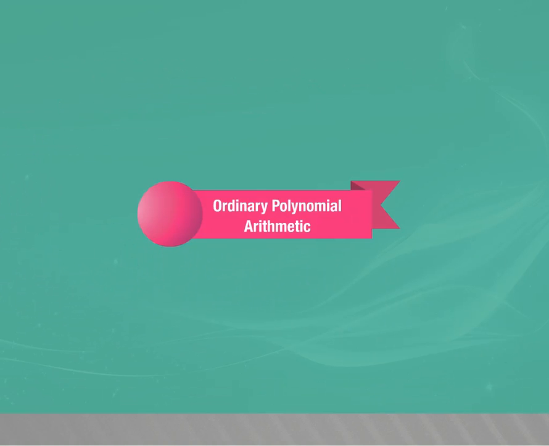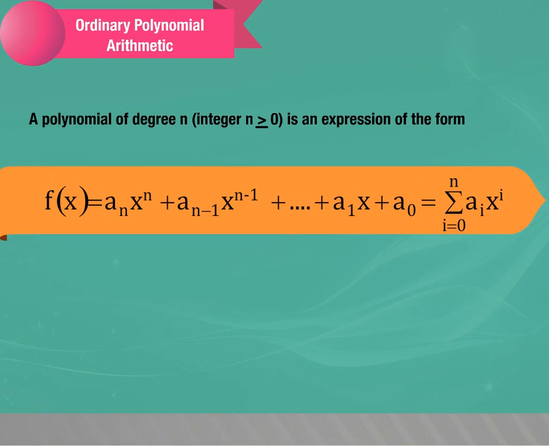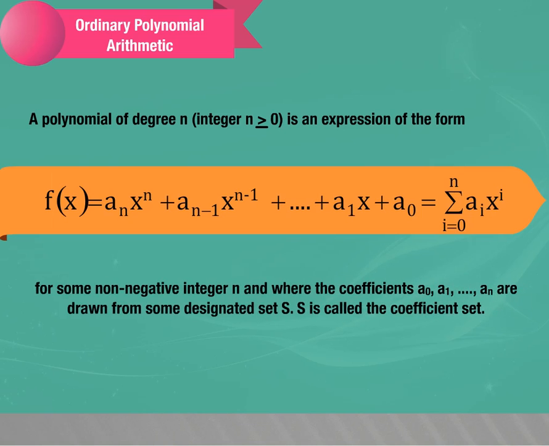Ordinary polynomial arithmetic. A polynomial of degree n, integer n greater than or equal to 0, is an expression of the form f(x) = an x^n + an-1 x^(n-1) + and so on up to a1 x + a0 = sigma i = 0 to n ai x^i, for some non-negative integer n, and where the coefficients a0, a1 and so on up to an are drawn from some designated set S. S is called a coefficient set. When an is not equal to 0, we have a polynomial of degree n.